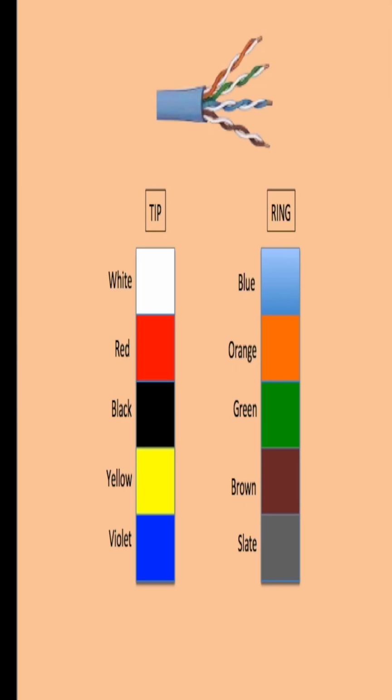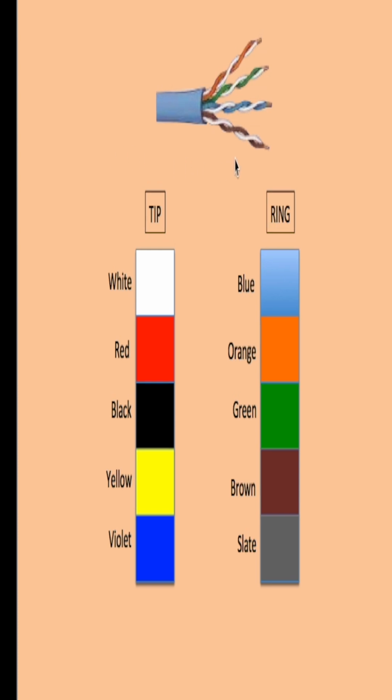In telephone companies, large copper cables have a minimum of 25 pairs. Now, each wire is identified by a different color from pair 1 right up to pair 25. In each pair, one wire is called the tip and the other is called the ring. Now, the tip side is represented by 5 colors: white, red, black, yellow, and violet. And the ring side is represented by blue, orange, green, brown, and slate.